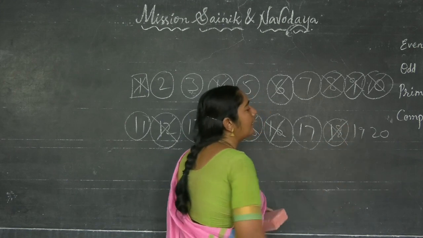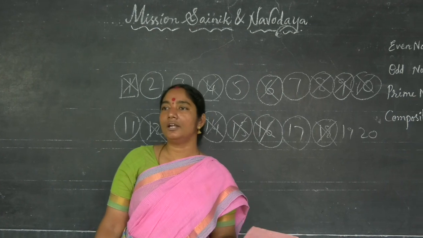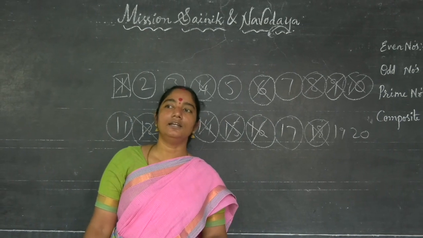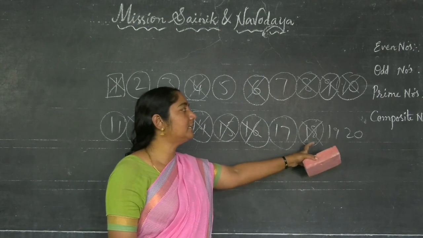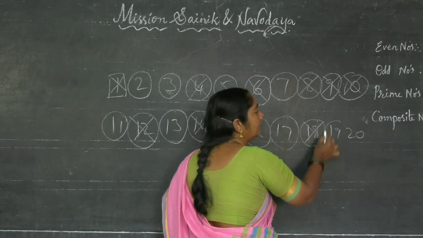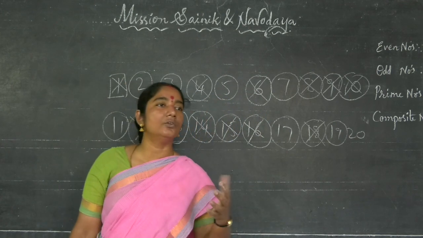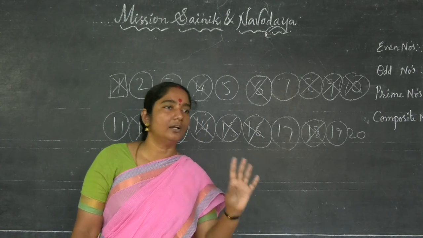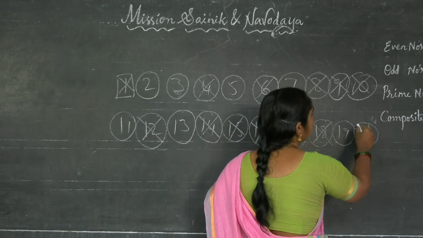18 is a composite number because you can write it as 1 into 18 or 9 into 2. 9 2s are 18, 6 3s are 18. So in that way, you can write it in more ways. So it is a composite number. 19 is a prime number because you can't write 19 in any other way except 19 into 1. So it is a prime number. 20 is a composite number.